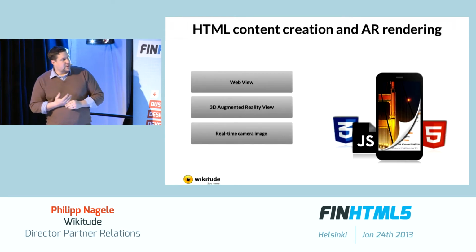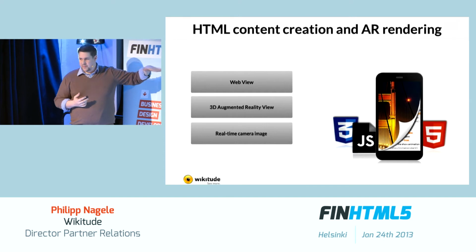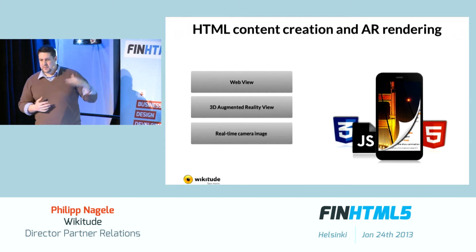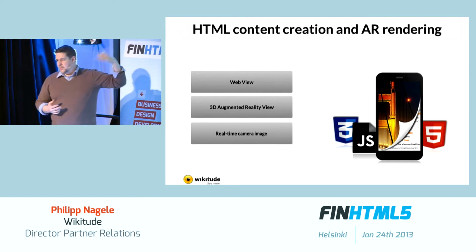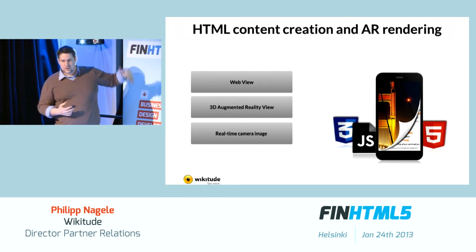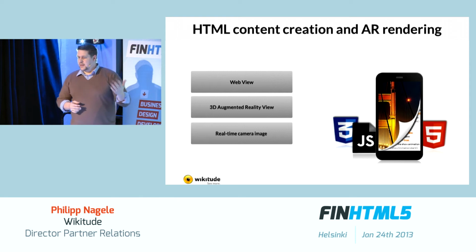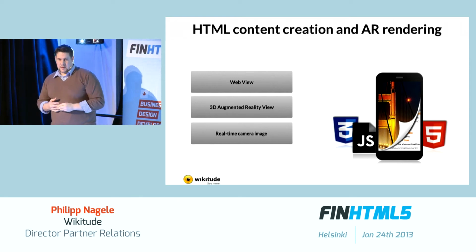And how that works is we do have the real-time camera image at the very bottom as kind of the basic layer. On top of that, a 3D augmented reality view. And on top of that, a web view. And if you merge all those three layers together, that's what the users then see presented on the screen.